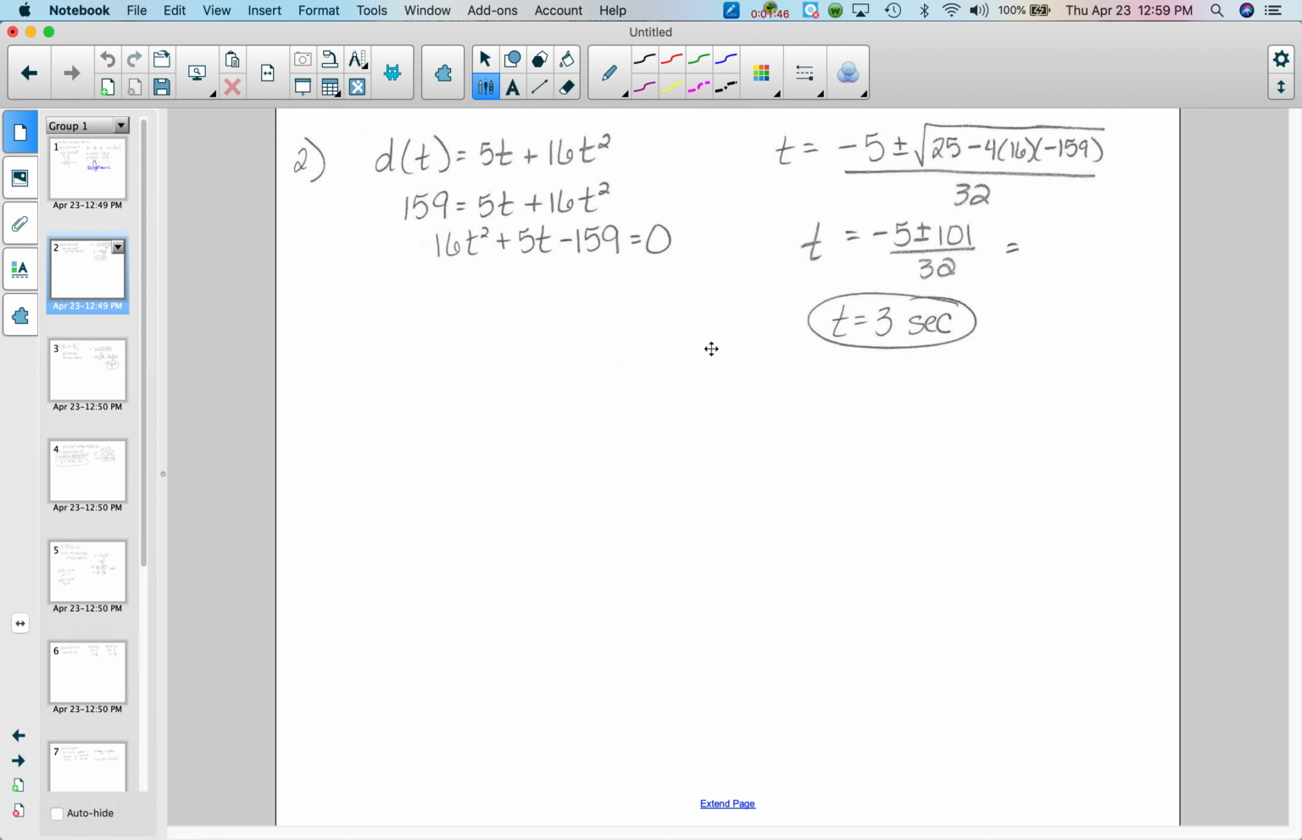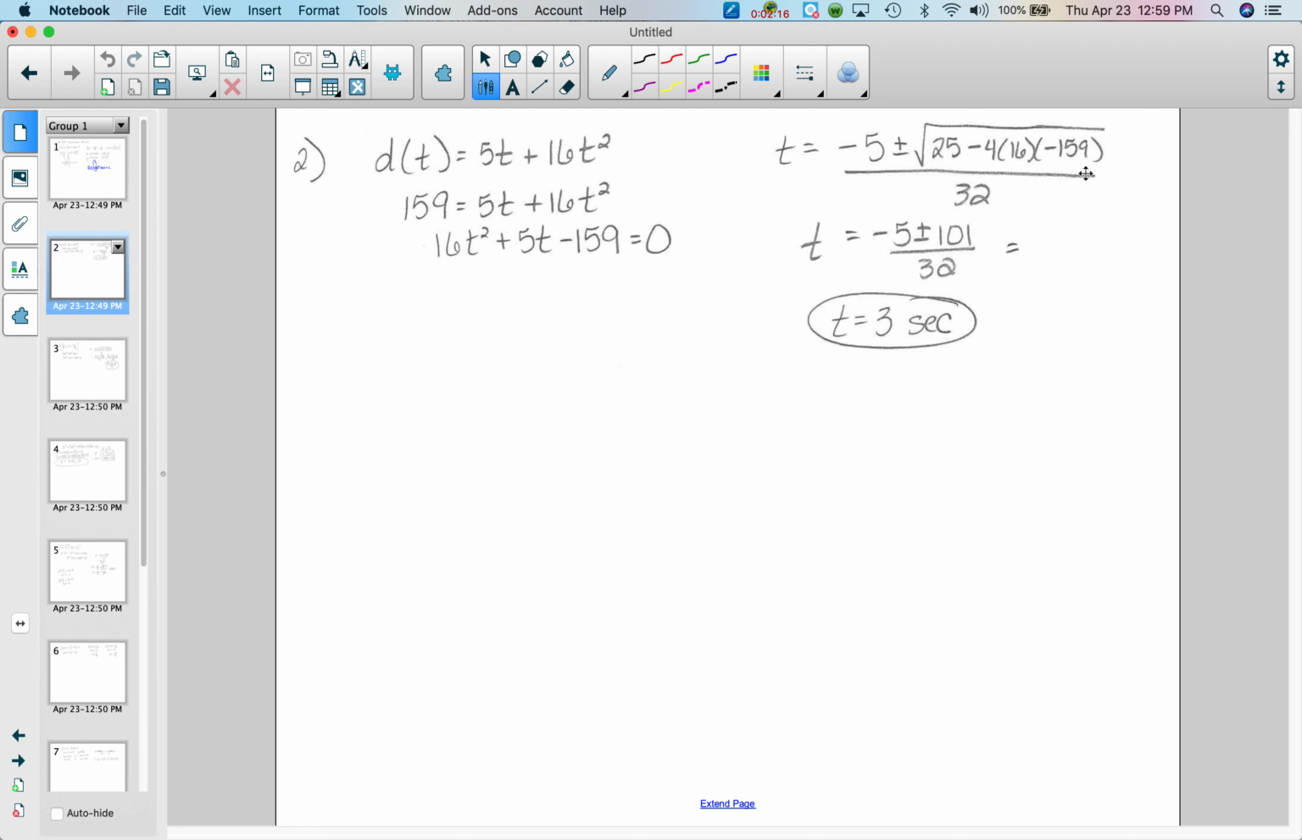Okay, on number 2, a falling object travels a distance of d of t, and you have the function right here, in feet, where t is in seconds. How long will it take for the object to travel 159 feet? So the 159 would be the distance traveled, so you're going to fill that in for d of t, and then you're going to actually solve this for t. So did a little bit of algebra there so you get 16t squared plus 5t minus 159 equals 0.